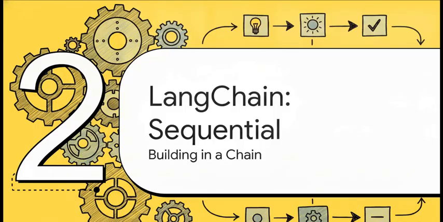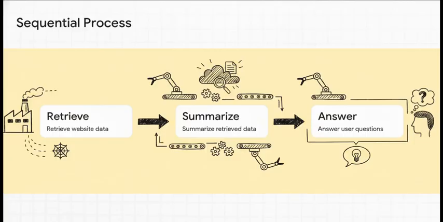Moving right along to Section 2, LangChain, the sequential builder. Let's talk about building in a chain. So LangChain is an absolute specialist when it comes to executing a very specific series of functions. Imagine you're building an app where Step 1 is retrieving data from a website. Step 2, you need the app to summarize that exact data, and Step 3, you need it to answer user questions based entirely on that summary. In this scenario, think of LangChain like a highly efficient assembly line. The data moves logically from one station to the exact next station, always moving forward.